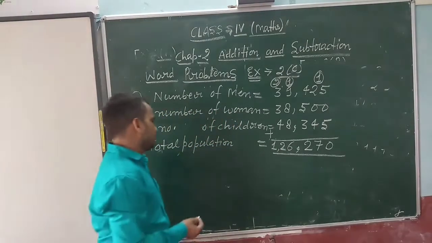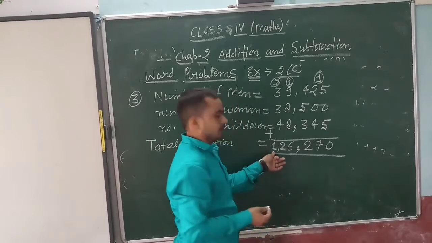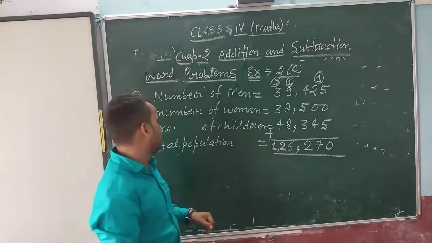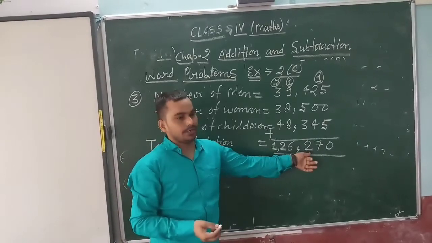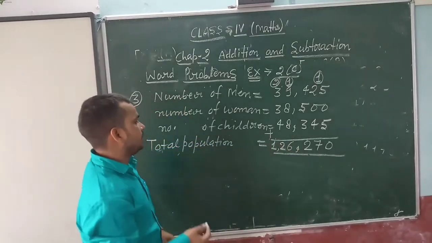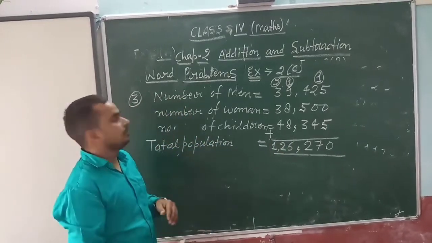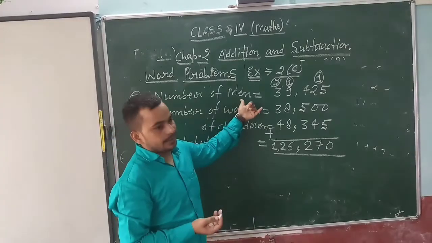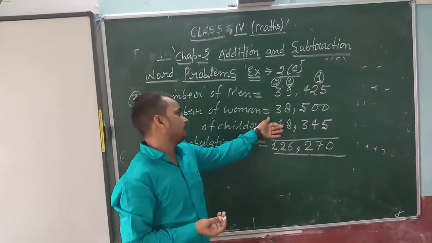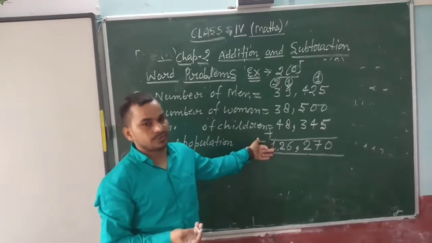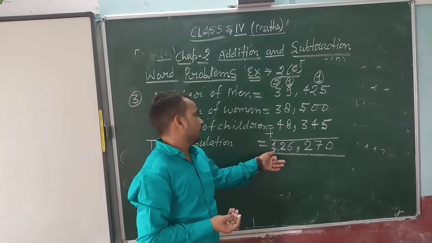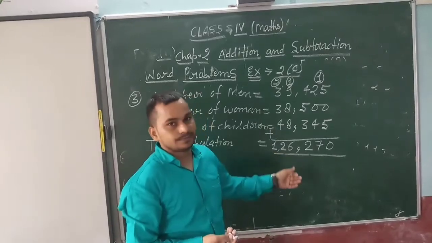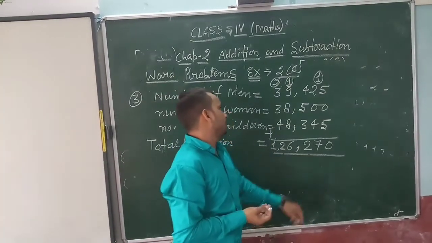So this number is the total population of the town, 1,26,270. That is the population of the town. When we add number of men plus number of women and plus number of children, we get the total population 1,26,270.